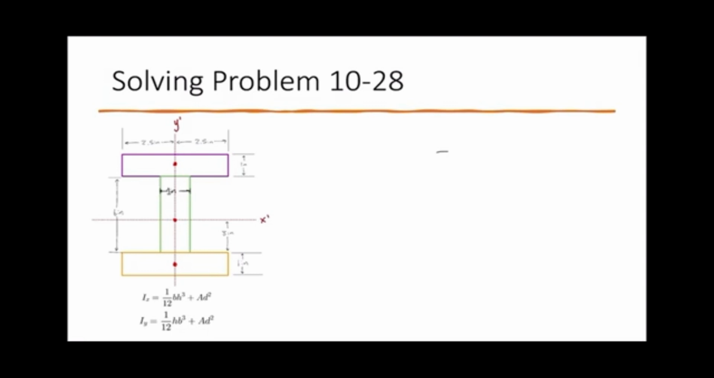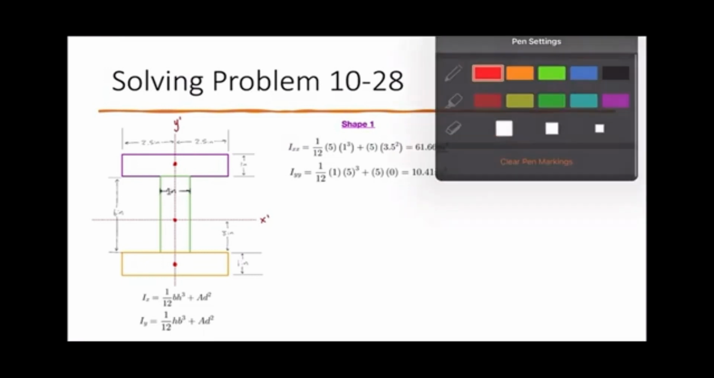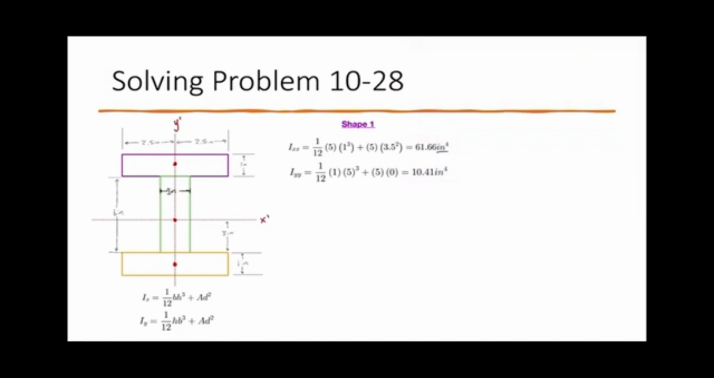So now let's take a look at shape 1, okay? So shape 1 here, using our formulas at the bottom as provided, it's going to be the base times the height cubed plus the area times the distance squared. Now, I'll write it right here. So we have that 1/12 base times height cubed, area times distance squared. So let's break down how we got these values from these shapes.